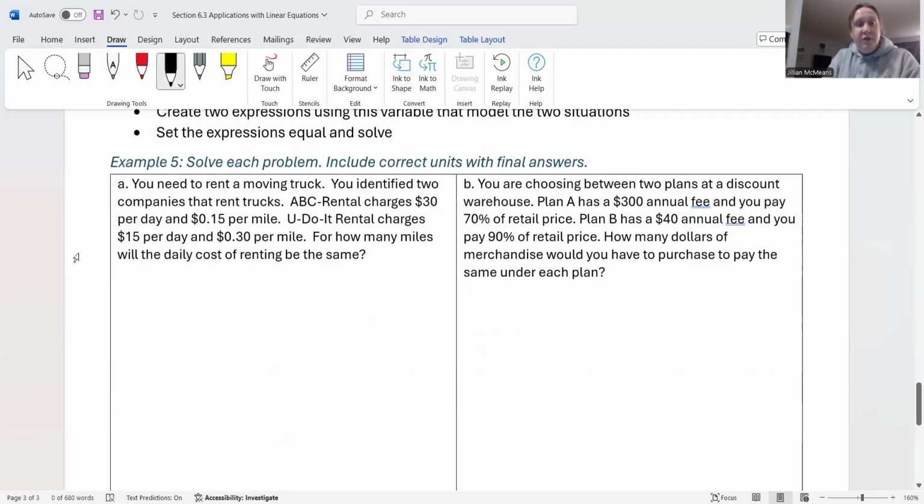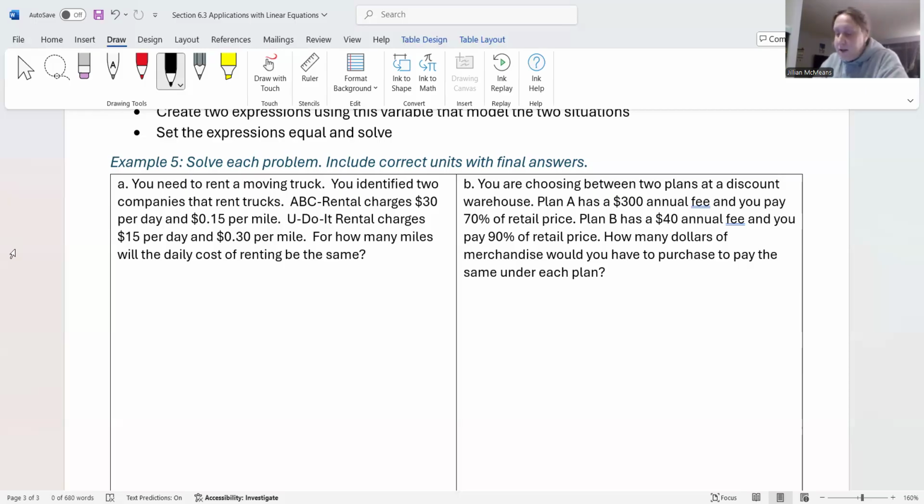All right, so example 5 says solve each problem, include correct units with the final answers. Now remember, I've said this in the other videos. I'm your algebra teacher. This class is not titled Trial and Error. We're in quantitative literacy. We want you to be literate with quantitative themes, okay? One of those is algebra, so we want you to understand the basics of algebra. You can do some trial and error and you can figure these answers out, but I am interested in the process, not just the final answer. I want to see an equation and an answer, okay?